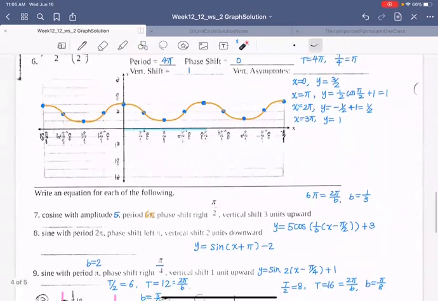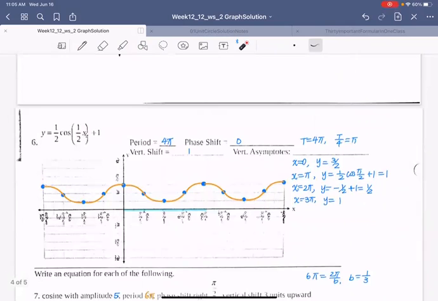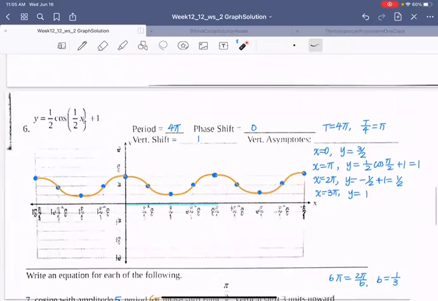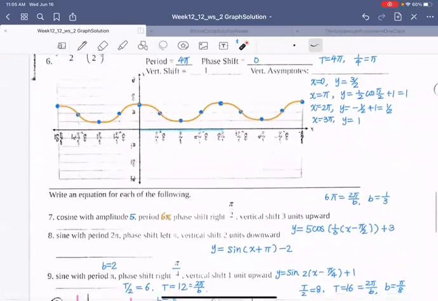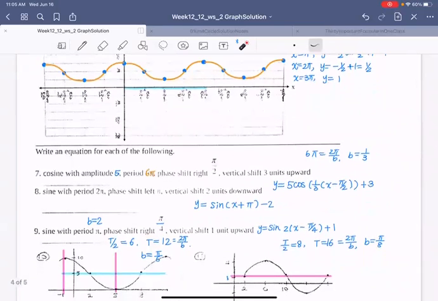Let's see. All right, number 6 is similar, okay? For both sine and cosine, as long as you know your amplitude, your vertical shift, your period, all those questions are easy. And this one is easy because it does not have any phase shift, okay? Now let's take a look at number 7. Look at number 7, Cindy. Let's see how we work on this question.